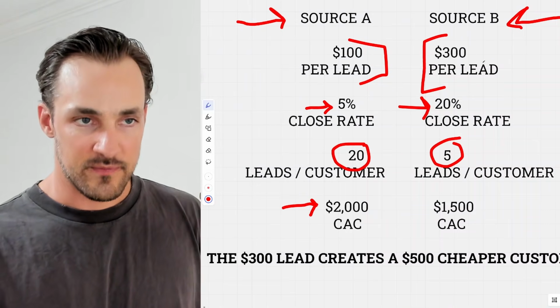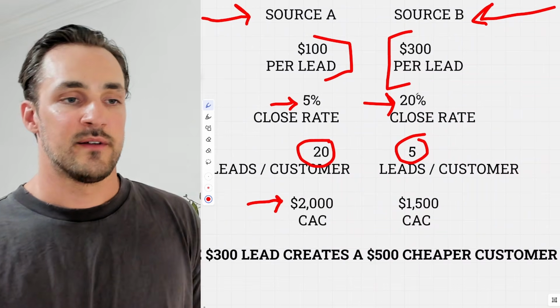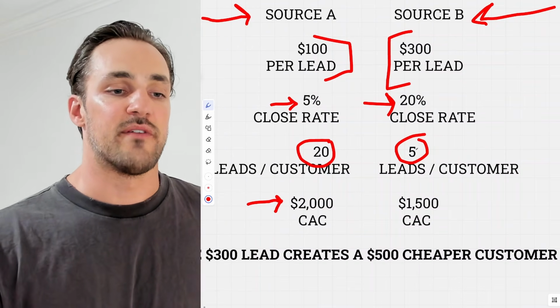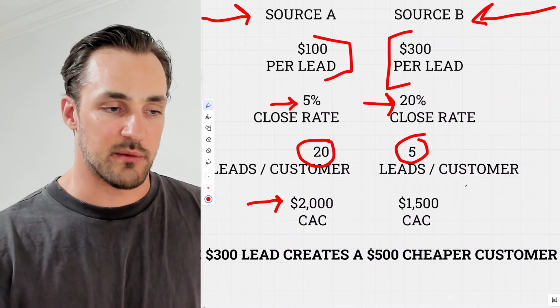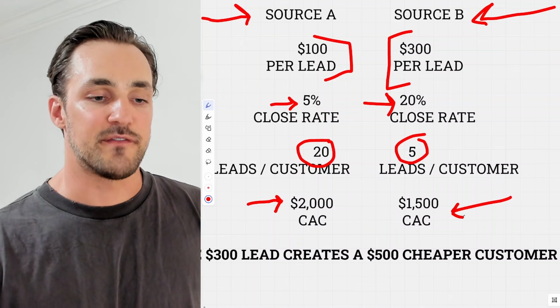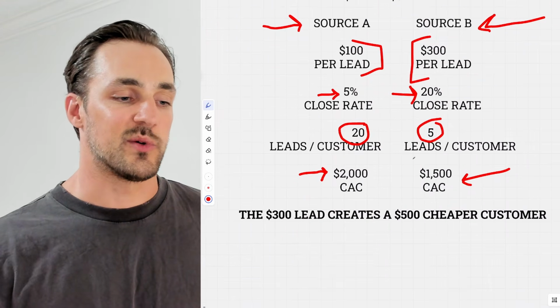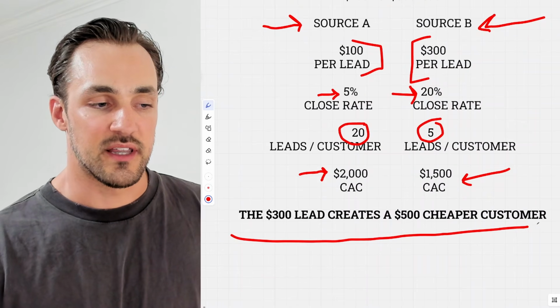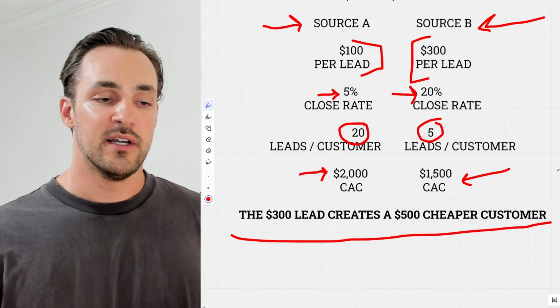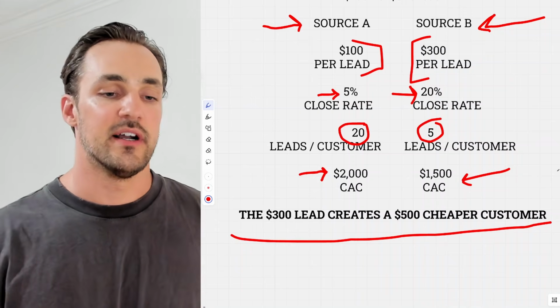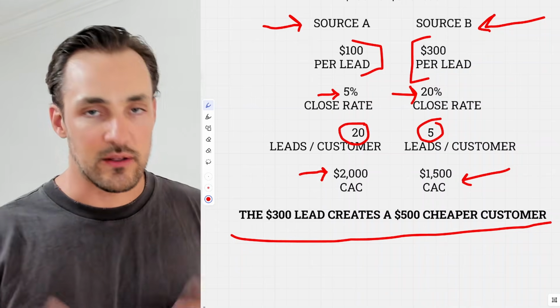For source B, at a $300 lead cost, 20% close rate, one of every 5 leads actually becoming a customer, you have a $1,500 cost to acquire a customer. Ultimately, this means that the $300 lead creates a $500 cheaper customer. Now look at what happened, right?